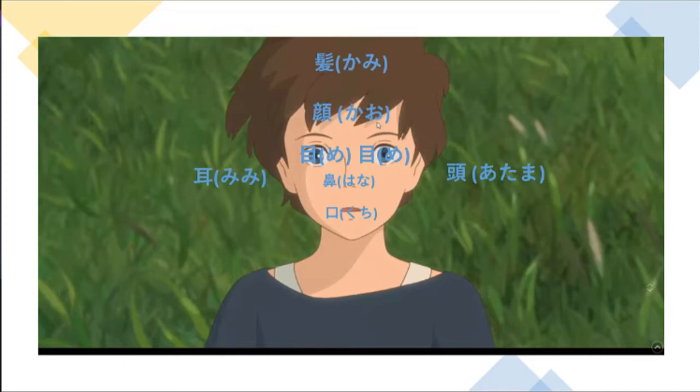You've got kao, which is the whole face. Me, which is the eyes. Hana, which is the nose. Kuchi, which is the mouth. Interesting thing about kuchi, you can see it looks like a mouth here. You can see me, if you look in the middle, you've got three spaces, and that middle space could be an eye. So that's how you could see me.